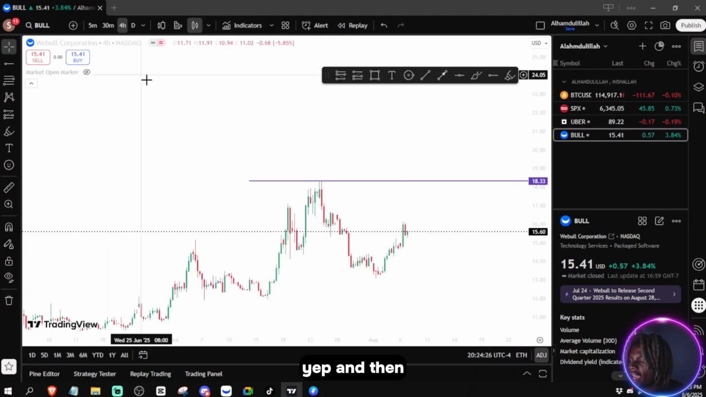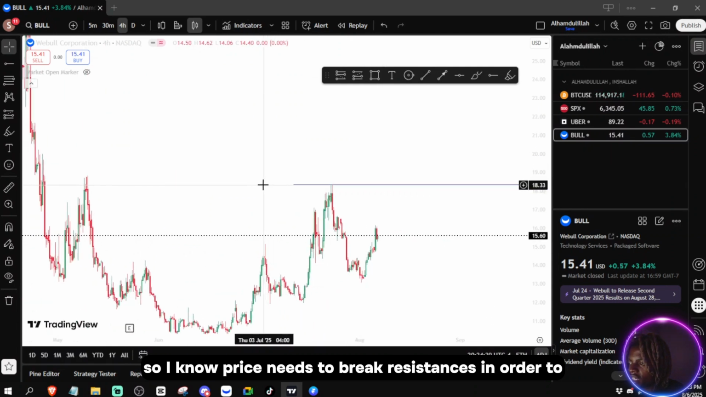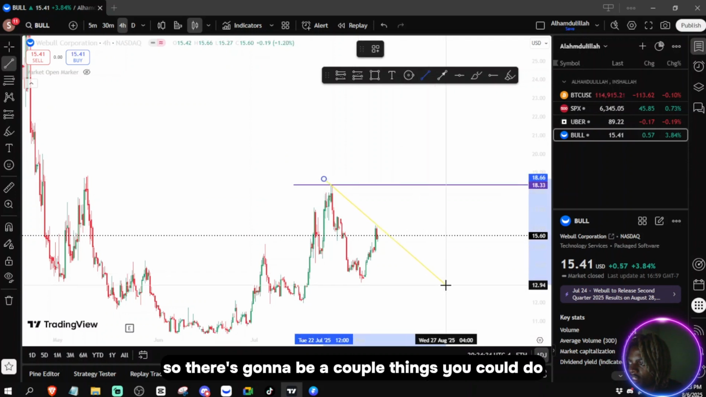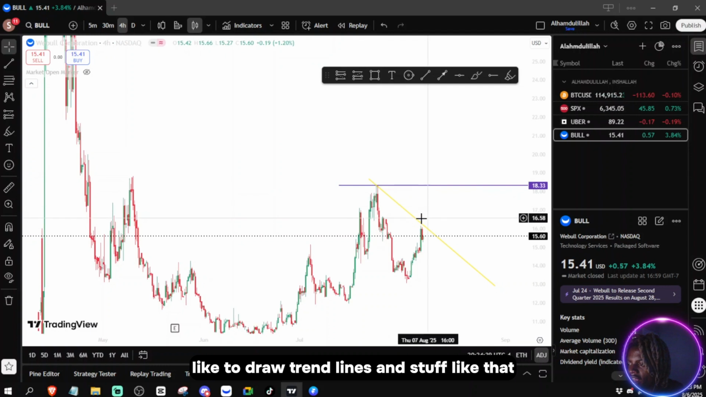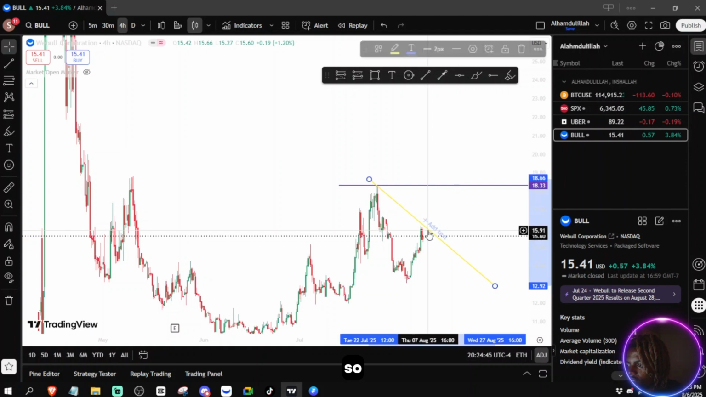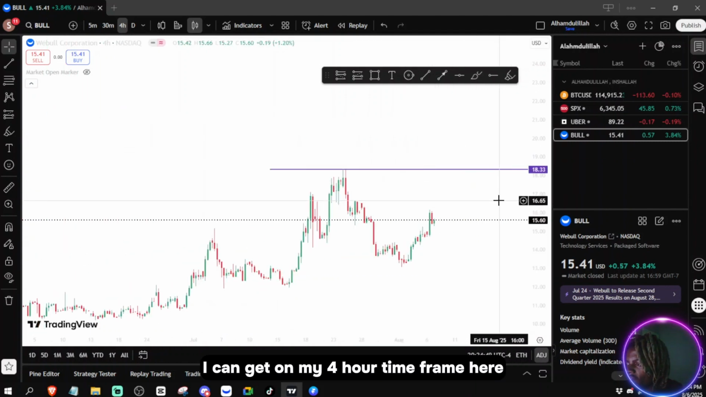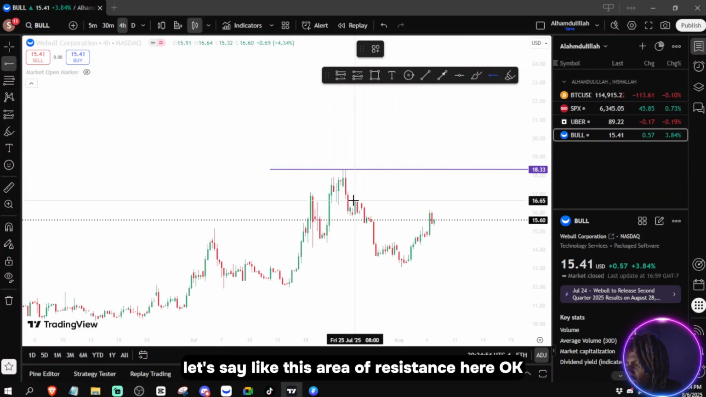Yep. And then, so I know price needs to break resistances in order to get above. So there's going to be a couple things you could do. Ideally, some people like to draw trend lines and stuff like that. There's going to be a couple of ways you're going to be able to get in the trade here. So I can get on my 4-hour time frame here, and I can either analyze just, let's say, this area of resistance here.